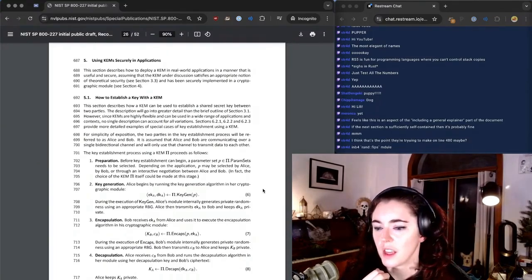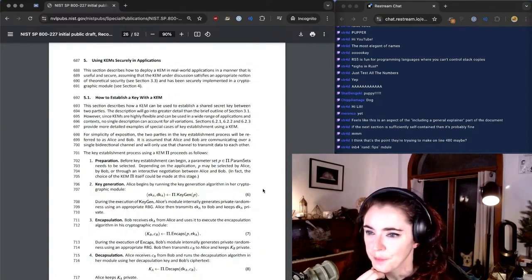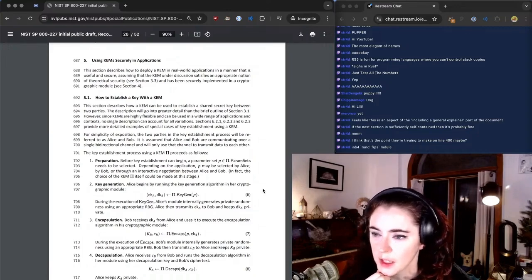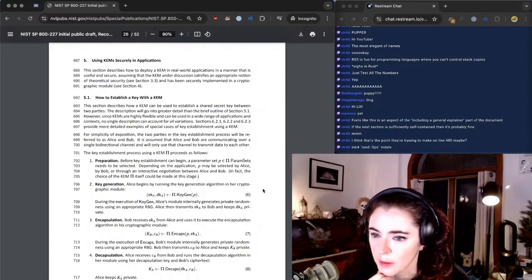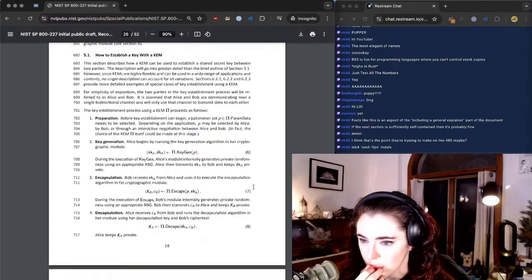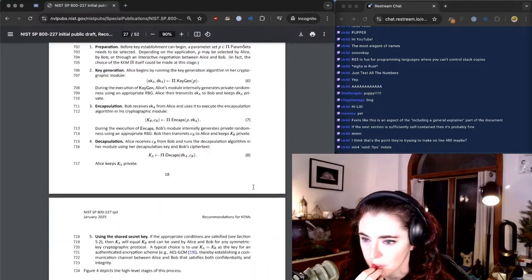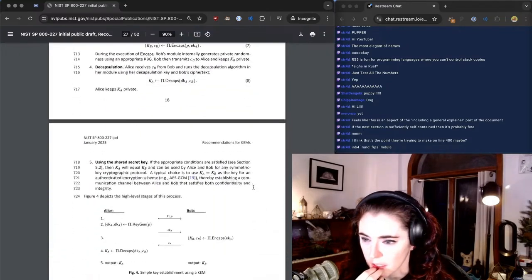Establish a key with a gem. Highly flexible. Are they though? Not like Diffie-Hellman. I don't know when we're going to get away from Alice and Bob. Yes. Choose your parameters. Do the thing. I feel like this is a little bit redundant.